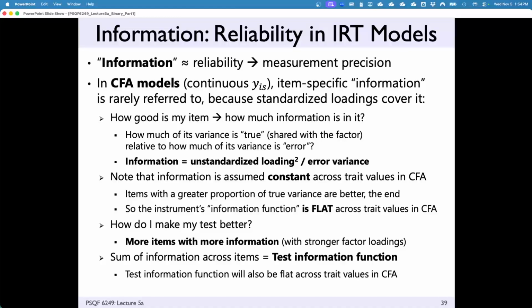So that gives rise to this idea of what we call item information, which is roughly reliability. It talks about how much information an item may have. In factor analysis, item-specific information is constant. It's the unstandardized loading over the error variance. I mentioned it briefly. I don't expect you to remember that. So in factor analysis, how do I increase reliability for someone's latent variable or score? You just need more items, because items all contribute the same to each theta.